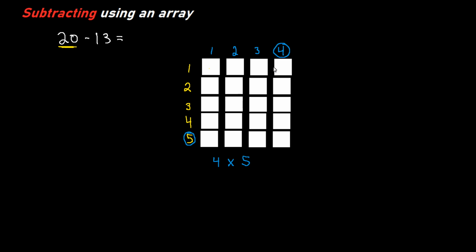When we multiply 5 times 4, that gives us a total of 20 blocks. 1, 2, 3, 4, 5, 6, 7, 8, 9, 10, 11, 12, 13, 14, 15, 16, 17, 18, 19, 20. So that is correct. In this instance, we're going to take away 13.